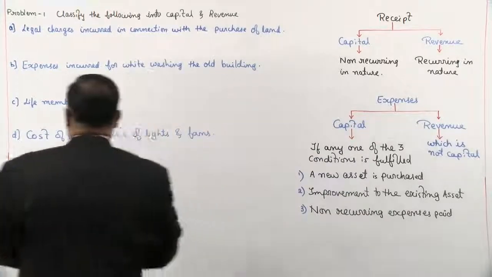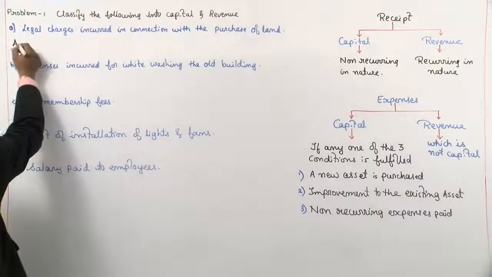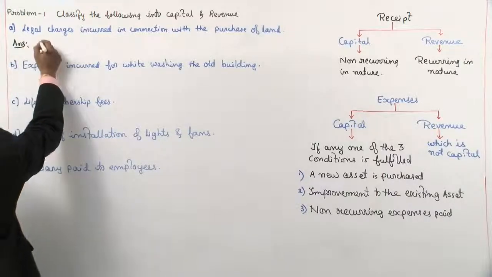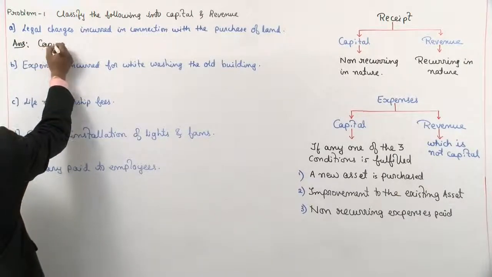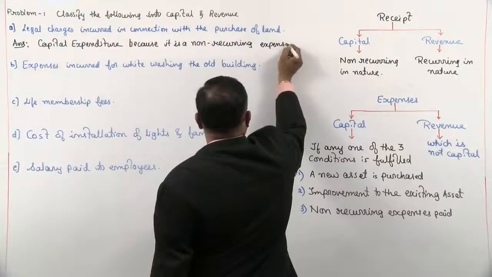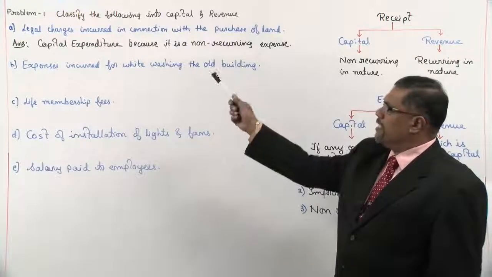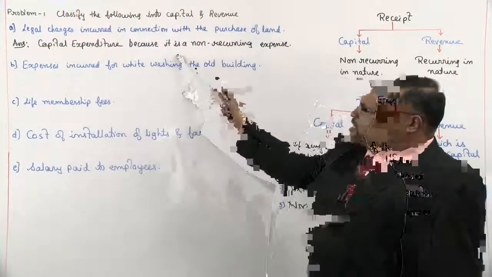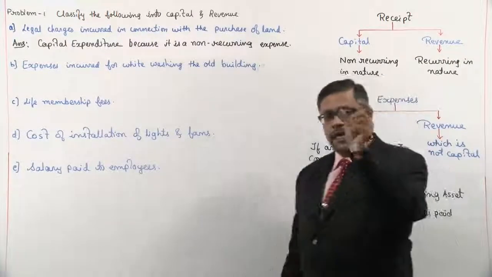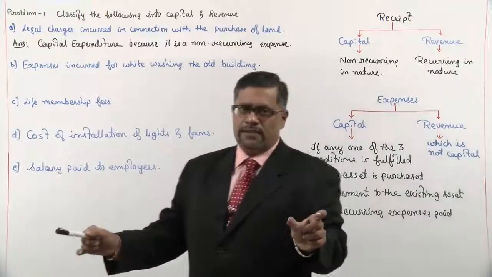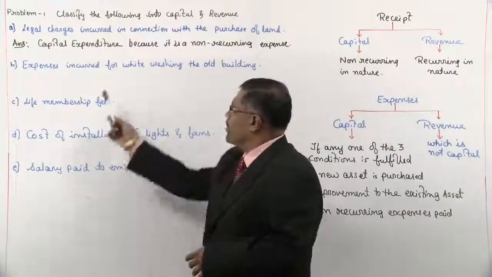Let us see how to write it down. Here comes the answer. So this is how we write down the answer for the transaction. It's a capital expenditure because it is a non-recurring expense. Let's see the next transaction.